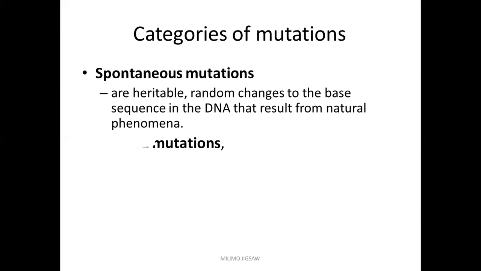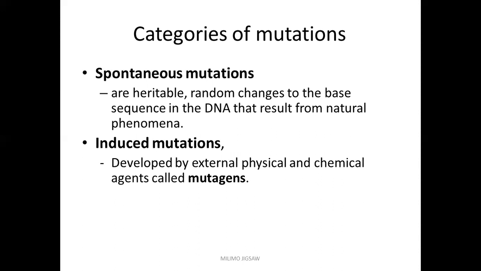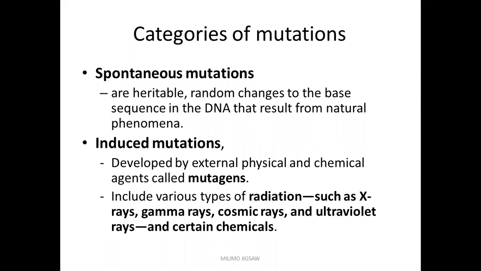However, not all mutations occur spontaneously. We have what are known as mutagens, which can cause different types of mutations to occur. These mutagens are external physical and chemical agents. They include radiation, for example X-rays, gamma rays, cosmic rays, and UV rays, and also certain chemicals. We're going to look further at these mutagens in our next lesson.